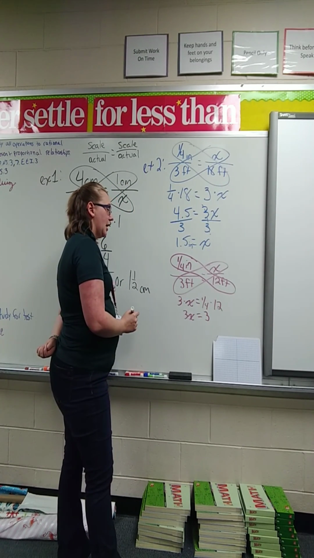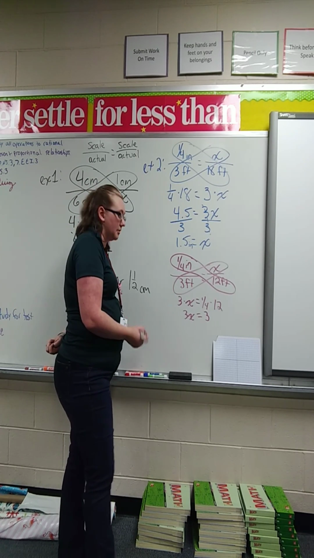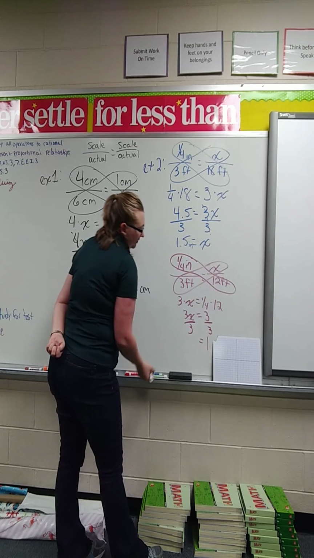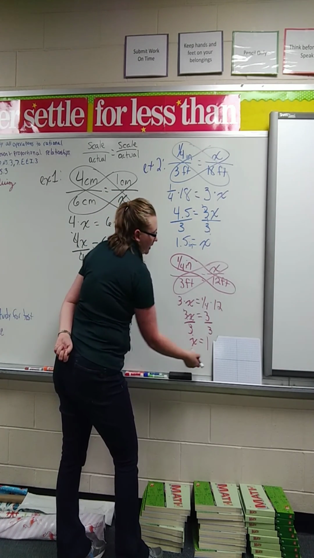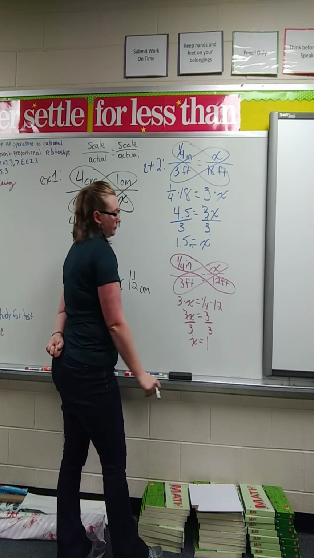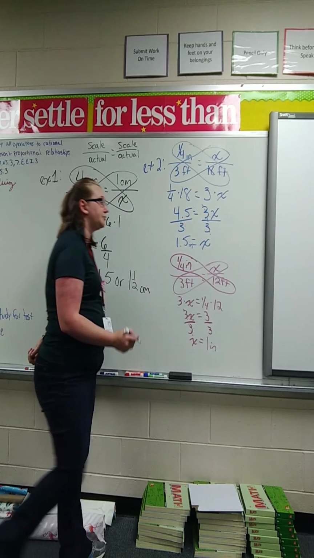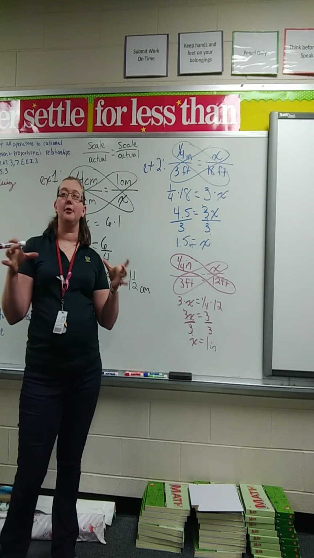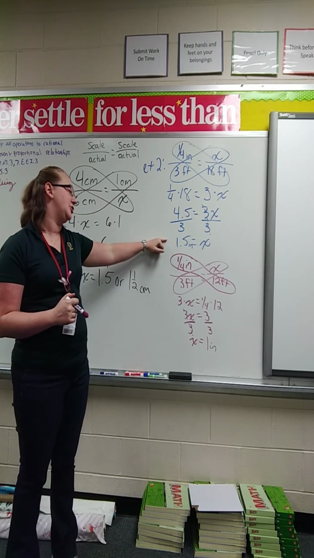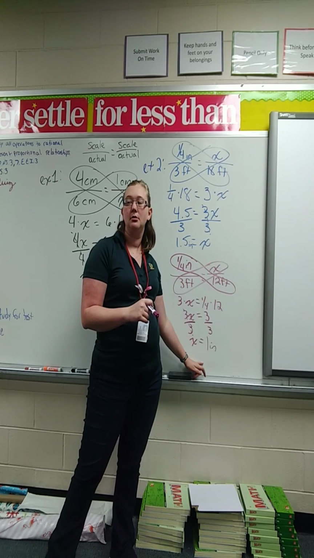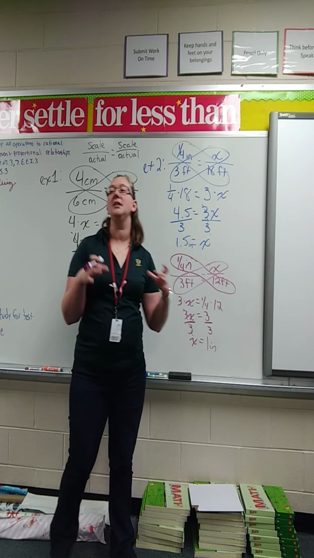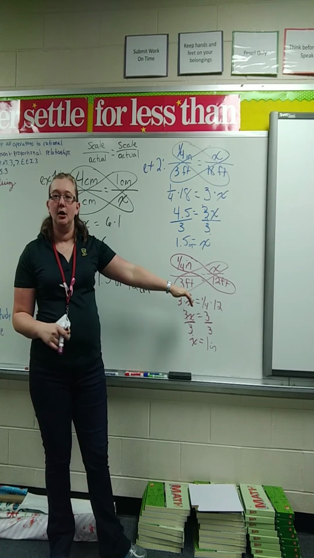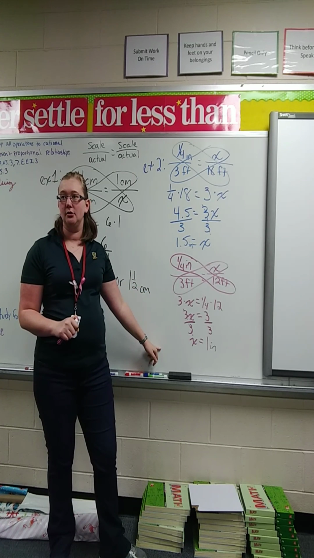What do I do next? Divide by 3. 3 divided by 3 is 1. These 3's cancel and I'm left with x. What are my units that go with the 1? Inches. So I would say that my model for this mural is going to be 1.5 inches by 1 inch. That means that on a piece of paper, this mural that is actually 18 feet by 12 feet will be shown as 1.5 inches by 1 inch.